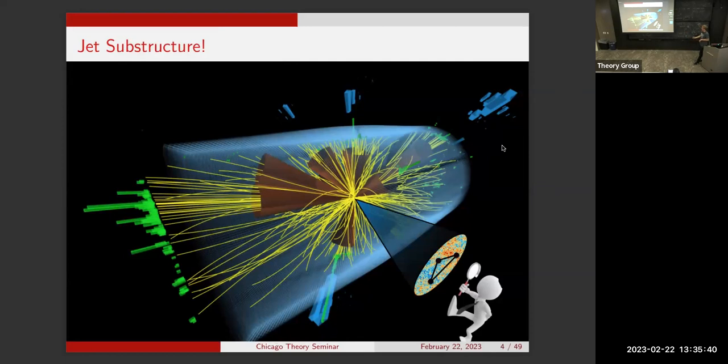But if we return to this big picture of the collider, there's obviously a lot more information going on in this collider. What's being analyzed so far, both from a data science perspective and from a field theory perspective, is in some sense the most basic question.